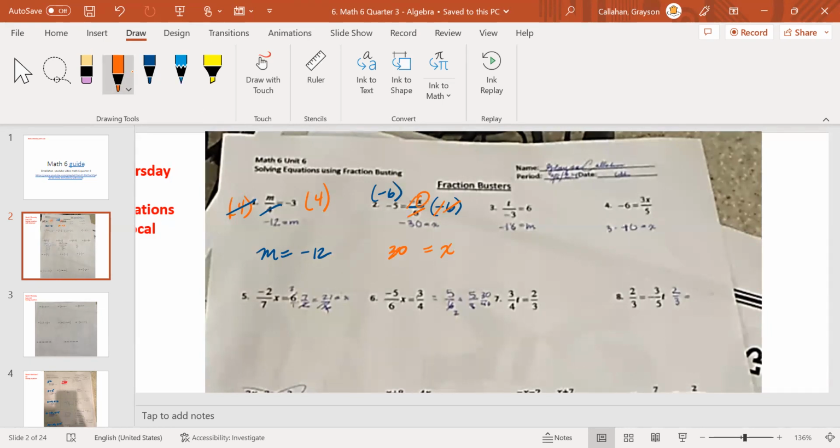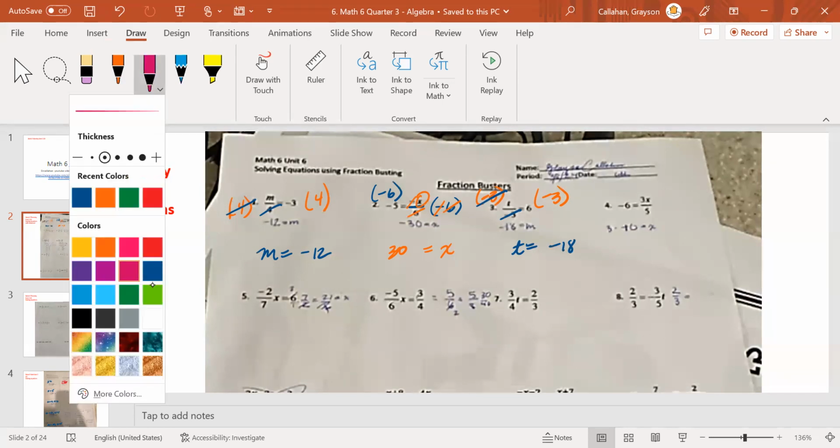Number 3, divided by negative 3. So you times by negative 3 on both sides. Do you see the difference between number 2 and number 3? You still multiply by a negative number, but the negative is just in a different position. Do you see that? But you do the same thing. So then your negative 3 cancels. T is by itself. 6 times negative 3 is a negative 18.